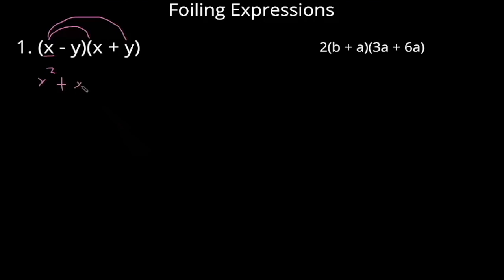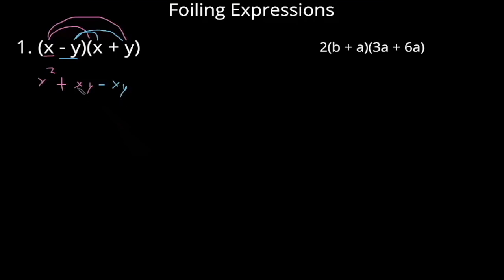Now that you've completed the first step of foiling this expression, you would now want to complete the second, which is you look at the second variable. So we look at the second variable here, which is negative y, and we foil it out. So we have to multiply by both of the numbers in the second expression. So now you do minus y times x, which is equal to minus xy.